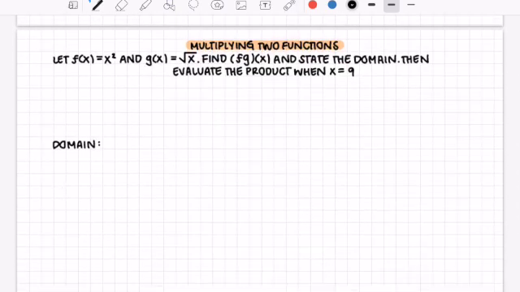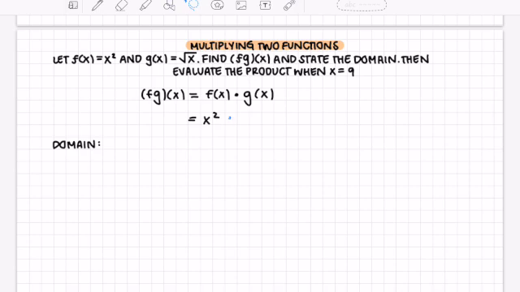Okay, multiplying two functions. So if I'm multiplying two functions, we have here x to the power 2, and we also have here square root of x. We want to state the domain and then evaluate when x is equal to 9. So again, if I have f times g of x, then I'm multiplying f of x times g of x. And so I can write here x to the power 2 times the square root of x.